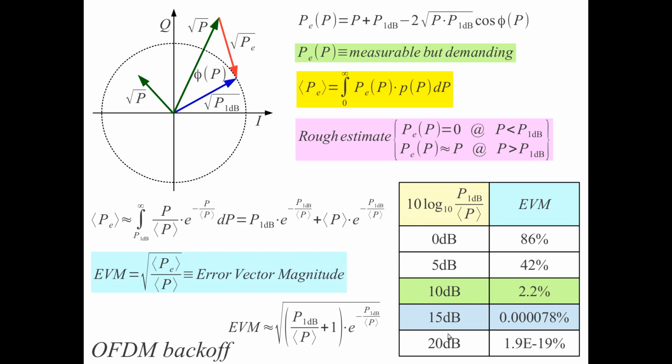And at 15 dB back off, the error vector magnitude practically goes down to 0. And it's really 0 for 20 dB. So our interesting range of the transmitter back off is between 10 dB and 15 dB. 10 dB for simple modulations like QPSK over OFDM, and QAM 64 or QAM 256 for 15 dB transmitter back off.